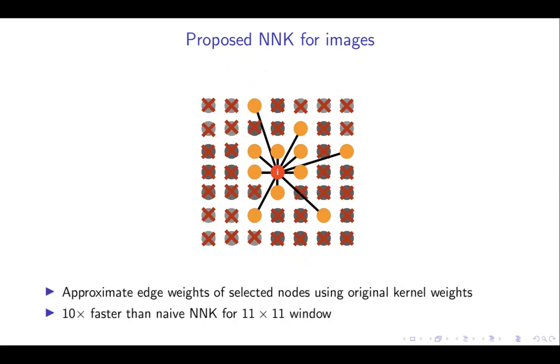This greedy setup allows us to achieve speedups in the order of 10x compared to the naive approach of applying NNK. Further, we approximate the edge weights corresponding to selected nodes using the original kernel weights, as NNK maintains the relative importance of the neighbors.